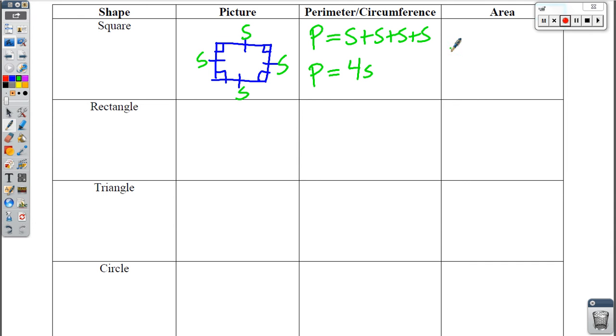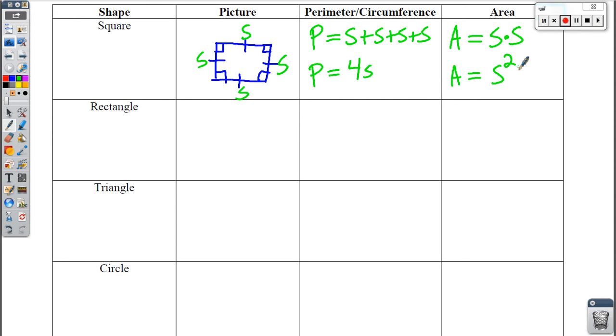For the area, well, area is length times width. On a square, those are both S. Those are both the same number. So the area here would be S times S. Well, when you multiply something by itself, we can use an exponent to talk about that. So if we have S times S, we can write that as S squared. So the exponent tells you how many times to multiply the thing by itself.